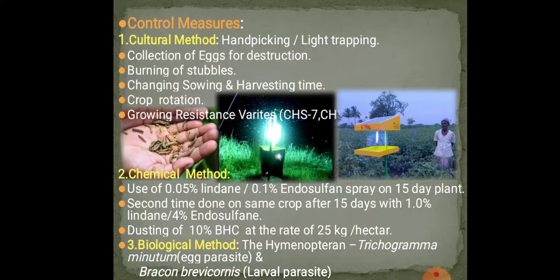Then how is it controlled biologically? The use of a Hymenopteran egg parasite, for example Trichogramma minutum, or Bracon brevicornis, which is a larval parasite. With the help of these two parasites, we can control the jawar stem borer.